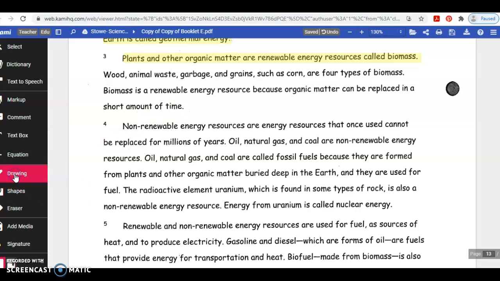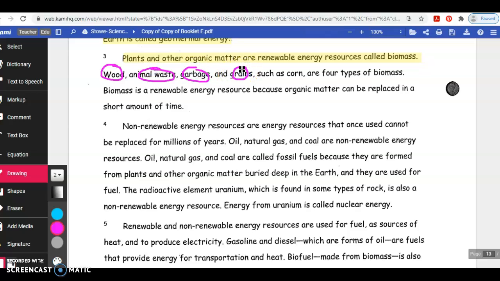Using your colored pencil, I want you to circle wood, animal waste, garbage, and grains. All of these are types of biomass.